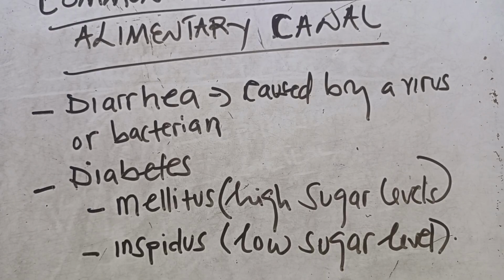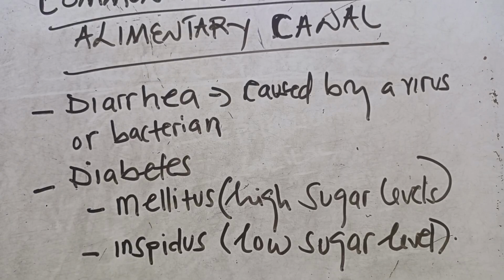Now, how does diabetes come about? It usually comes about as a result of the pancreas, the gland organ, failing to secrete a hormone called insulin. Insulin is a hormone which helps in the balancing of the sugar.